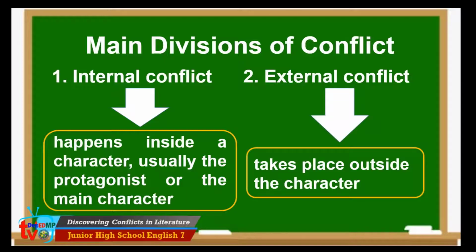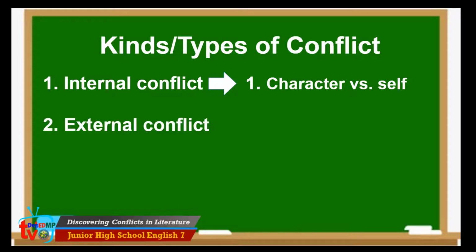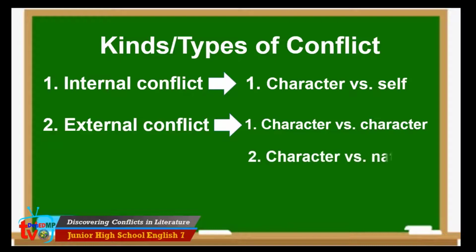External conflicts may arise due to other characters, acts of natural phenomenon, or society in which the characters live. Internal conflict has only one kind, which is called character versus self. While external conflict comprises three main types, namely character versus character, character versus nature, and character versus society.